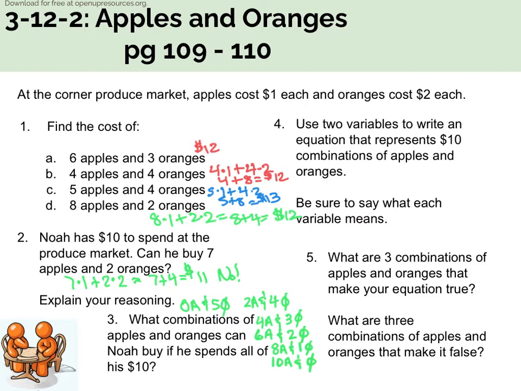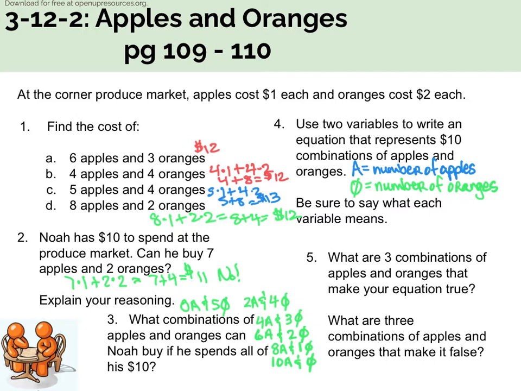So let's go ahead and write the equation. I'm going to say that A is going to represent the number of apples. And I'm going to change my color. And I'm going to say O is the number of oranges. So notice how I labeled what my A and my O represent, because if we don't, we really don't know what's going on. We can assume, but again, mathematicians don't like assuming.